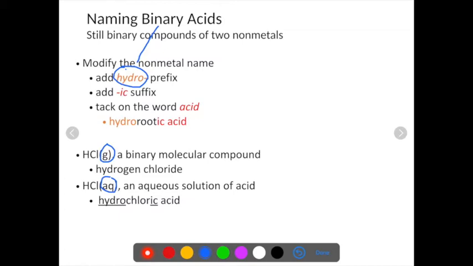So we start off with hydro, then we add the root of our anion, and then we add ic, and then acid. Okay, so here's our example down here. We start with hydro. Chlor is the root word for chlorine, and then ic, and then acid: hydrochloric acid. So you have to be careful because we do have a chloric acid, and it is not the same thing, okay? So again, hydro tells us we have a binary acid. You have to be careful there. Okay, so we can go from the formula to the name or the name to the formula.